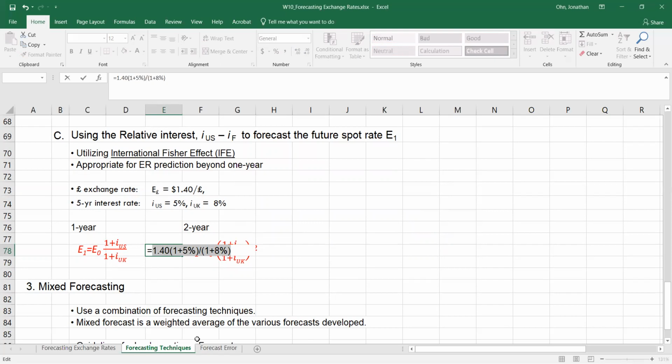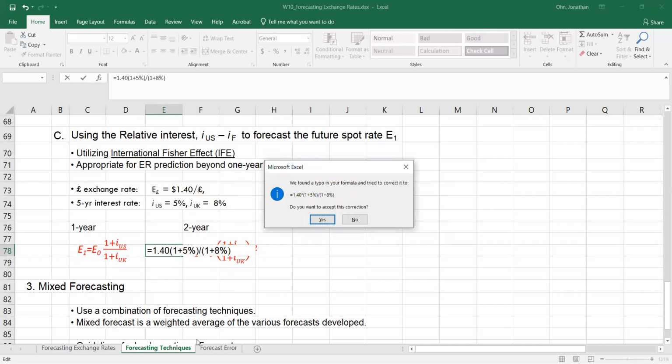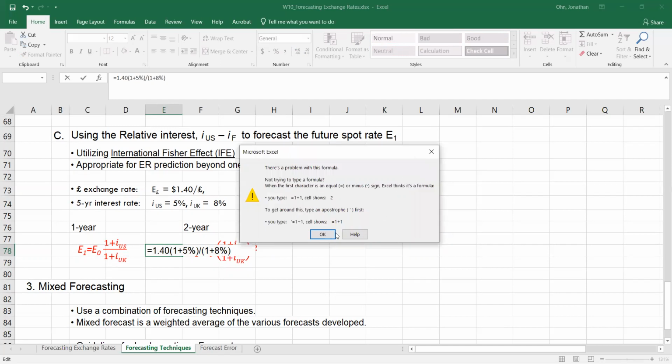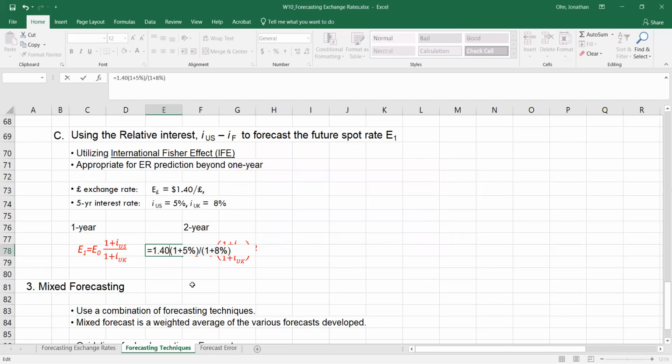1 plus, what's going on? Oh, times, yeah. Okay. Here, times, right? So based on this international Fisher effect, next year the pound value will go down, depreciate to 1.3611.